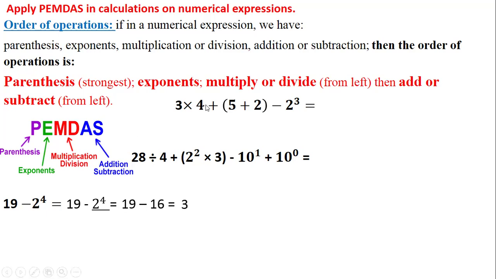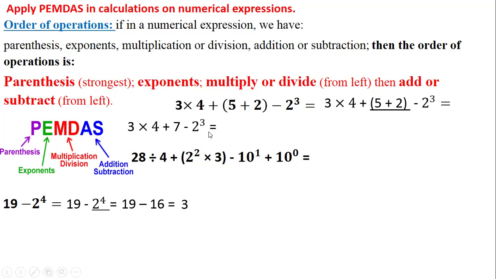Let's move to this one. 3 times 4 plus parenthesis 5 plus 2 minus 2 cubed. Here I have times, plus, parenthesis, minus, and exponent. Of course, parenthesis is the strongest, so I start with parenthesis. The answer of 5 plus 2 is 7. I keep all the expression as it is, and I write 7.